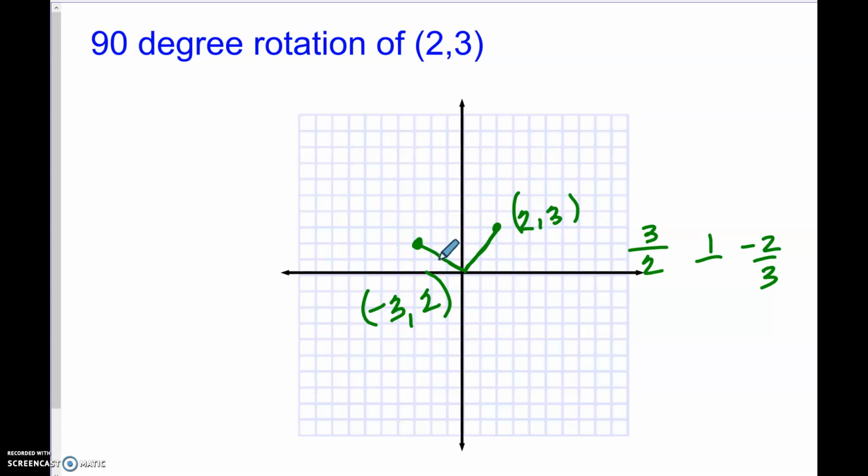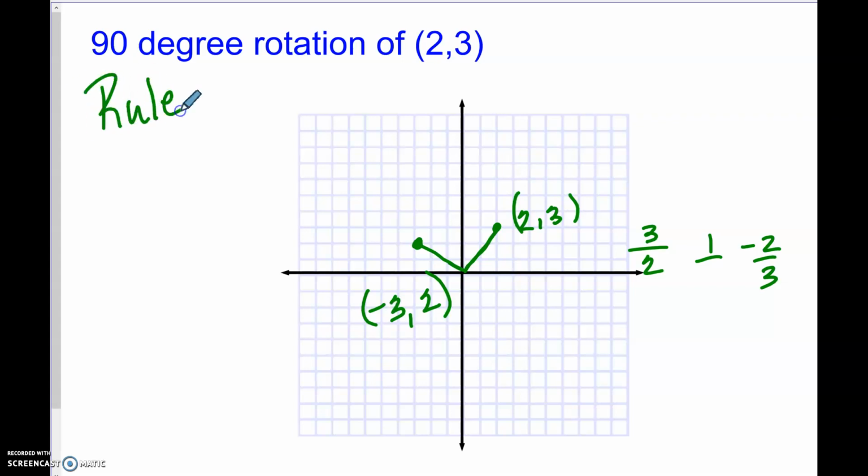So that would be your 90-degree rotation there. So now what happened in the 90-degree rotation? This x value went into the y spot, and the y value went into the x spot and changed signs. So what is that rule?